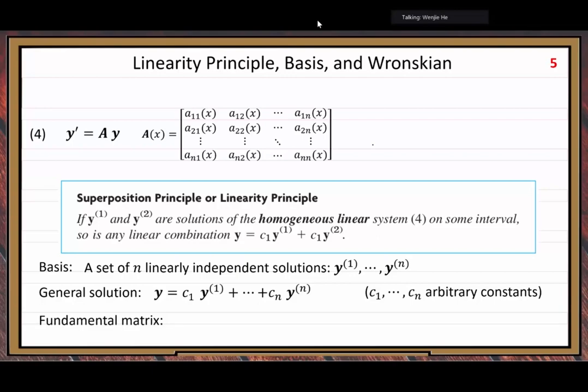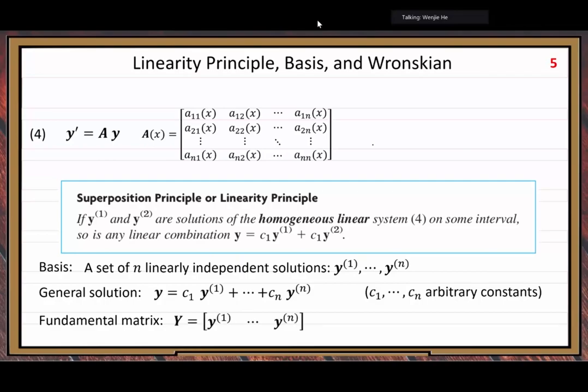Fundamental matrix. Now, another concept called a fundamental matrix. These n solution vectors are the fundamental elements to build the general solution. The general solution, we use these basic elements to build. So we put these n basic elements together and we get a fundamental matrix.